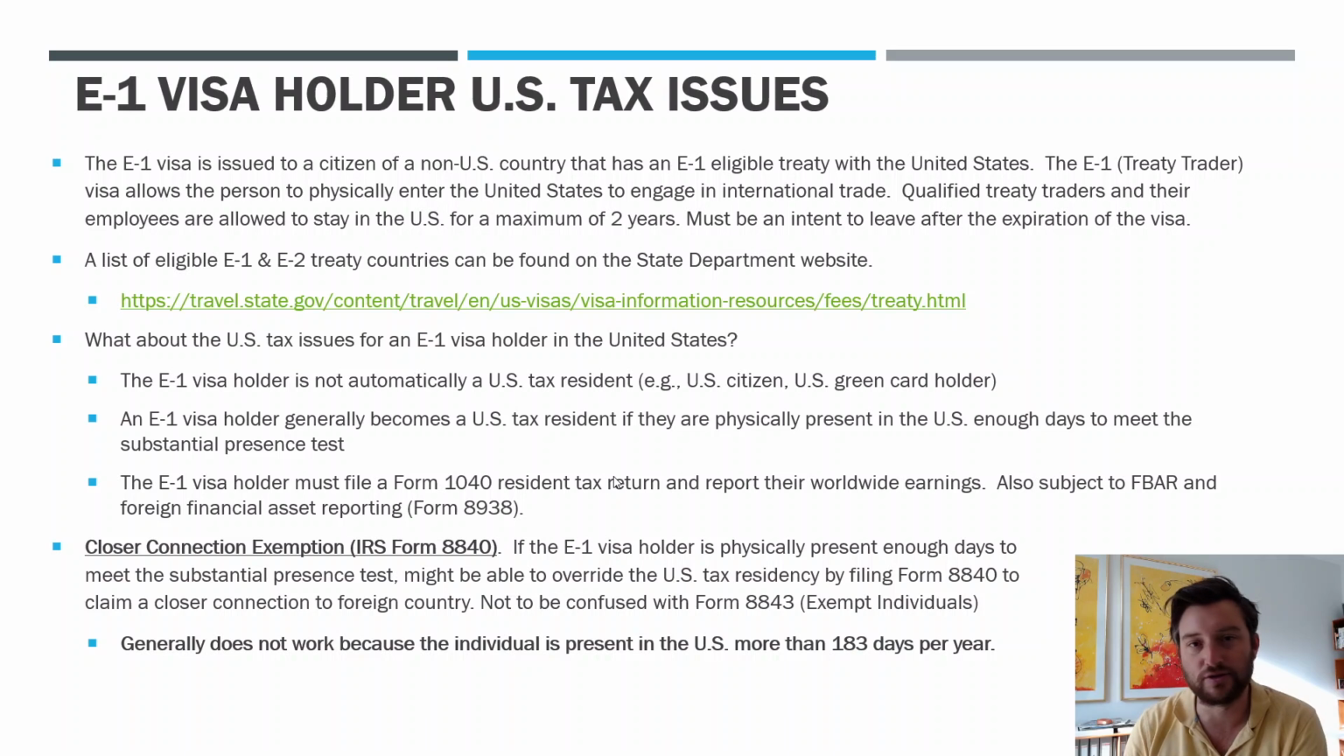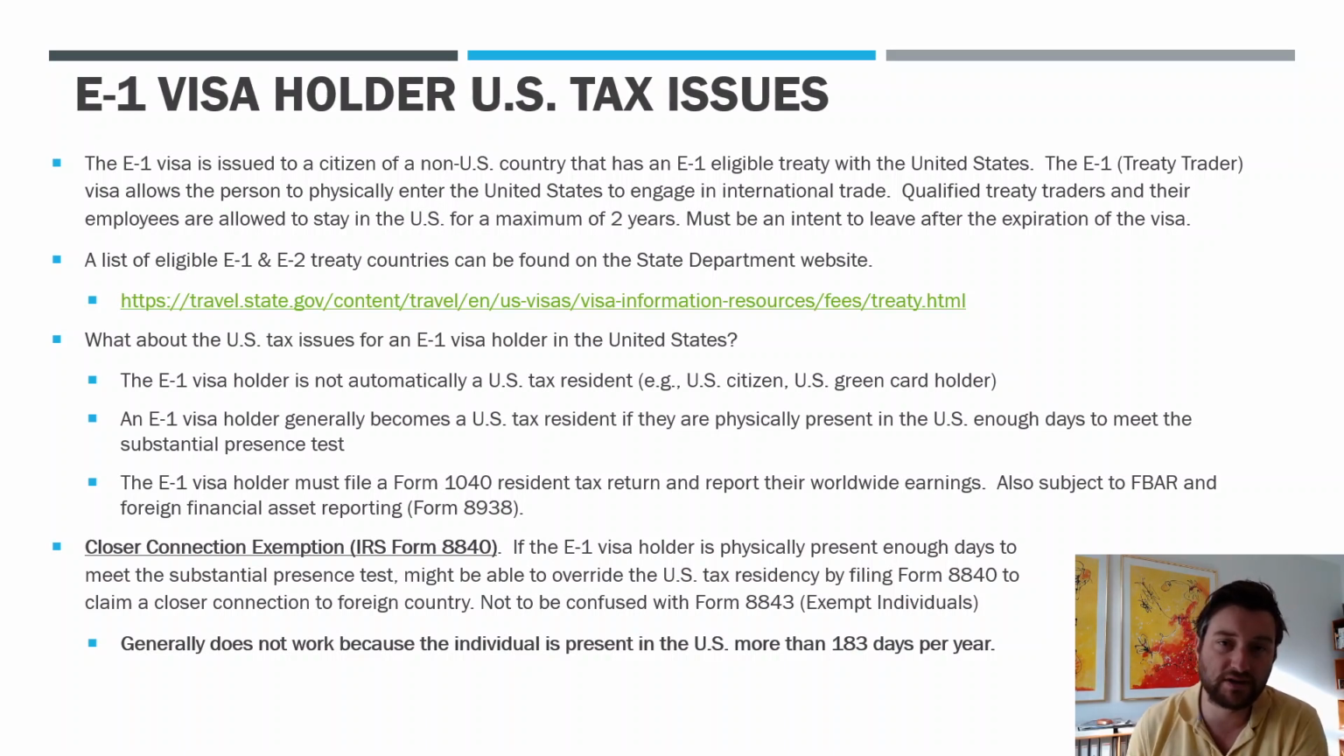So back to the tax issues. Well, what are the tax issues for an E-1 visa holder? Well, when you have an E-1 visa, it's a non-immigrant visa, right? So it doesn't automatically make you a U.S. tax resident. So U.S. tax residents are U.S. citizens, U.S. green card holders, and then individuals that are physically in the U.S. enough days to meet that substantial presence test. And this is where E-1 visa holders normally fall into, that third category. So E-1 visa holder will become a U.S. tax resident if they are physically present in the United States enough days to meet that substantial presence test.